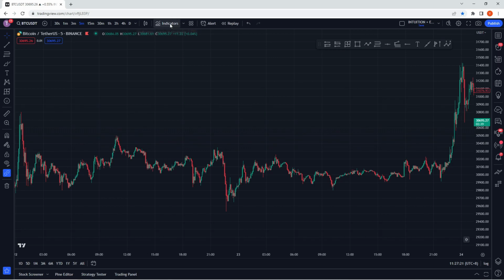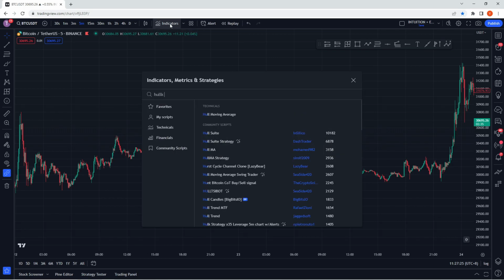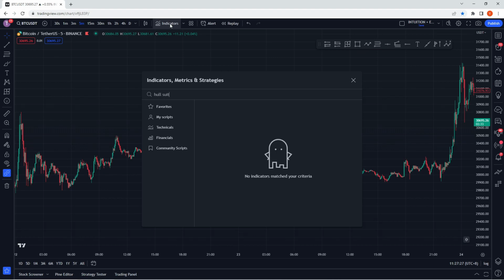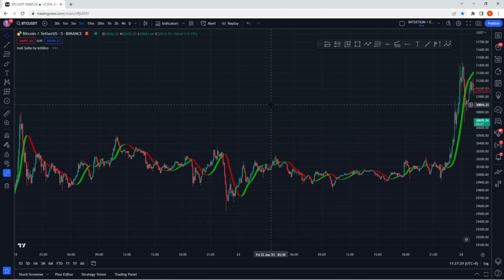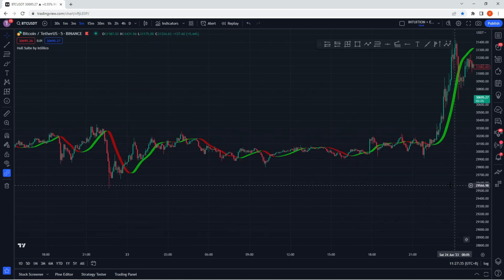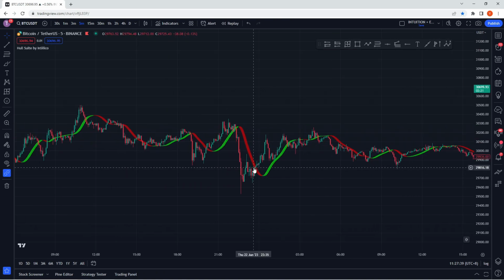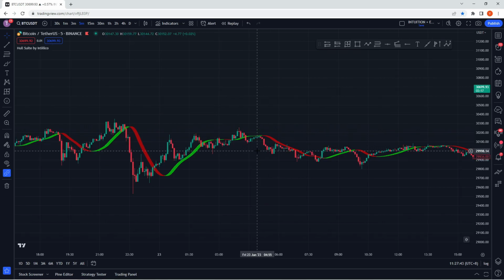So the first indicator that I'm going to be talking about will be the house sweep indicator. Search up house sweep under the indicators, click on this, and you'll see that we have this red and green line. So what do these red and green lines mean? If you watch my other videos, you realize that this is like the EMA, the exponential moving average. The house sweep acts in a similar way.